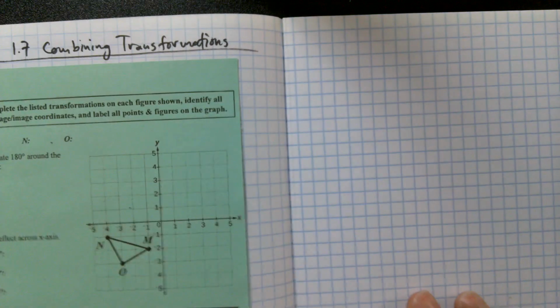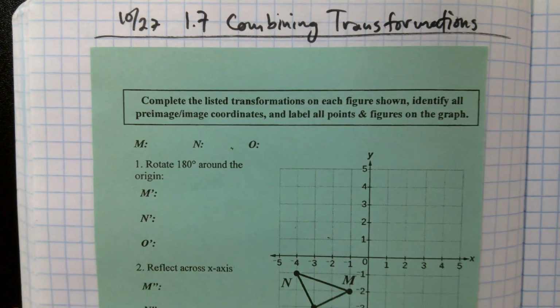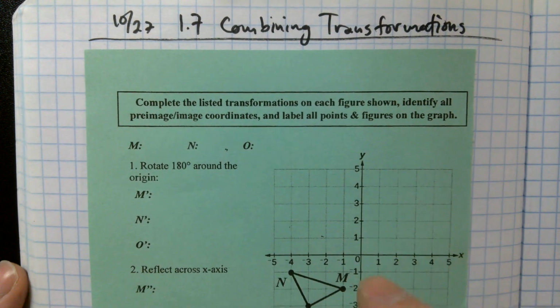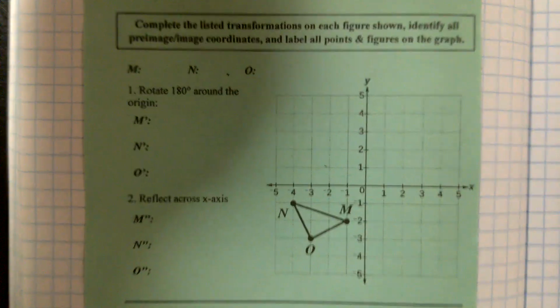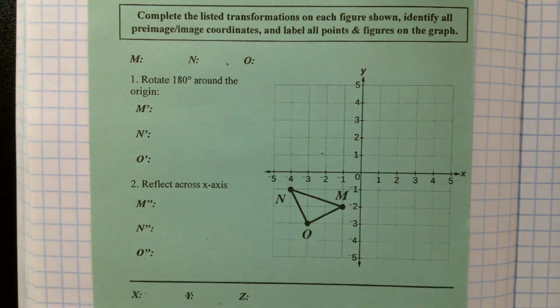So we've learned how to do them. We've talked about the rules. Now we're going to, oh man, I skipped a page. Now we're going to combine them. Okay, we're going to perform a sequence of transformations on a shape in order. So let's look at this first one here.